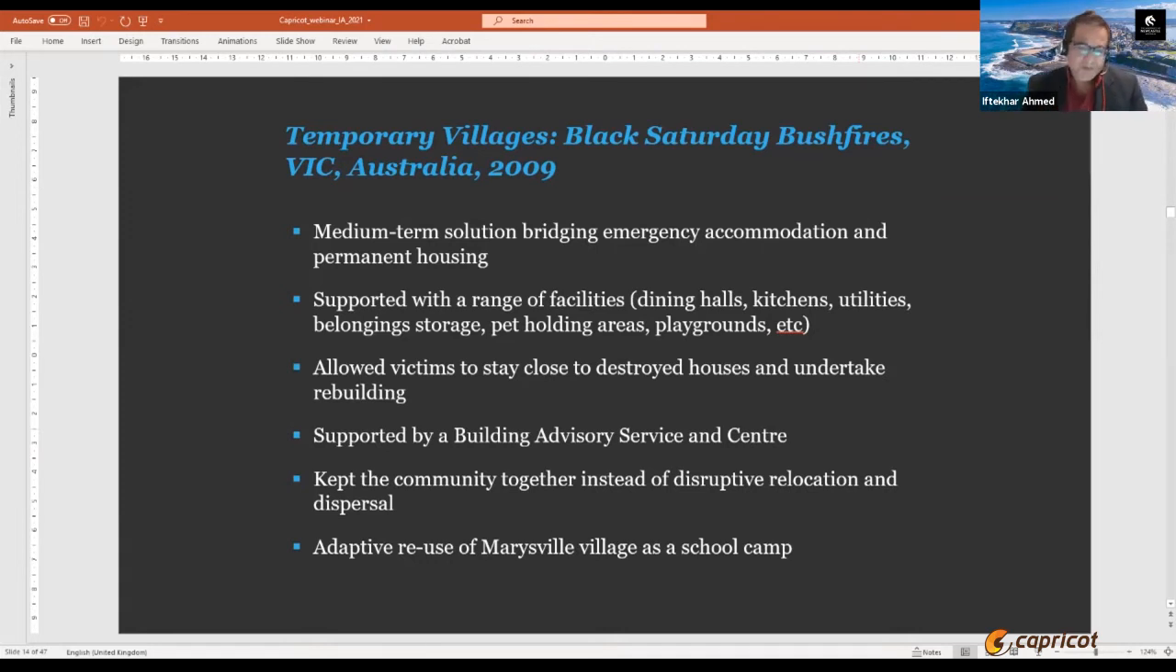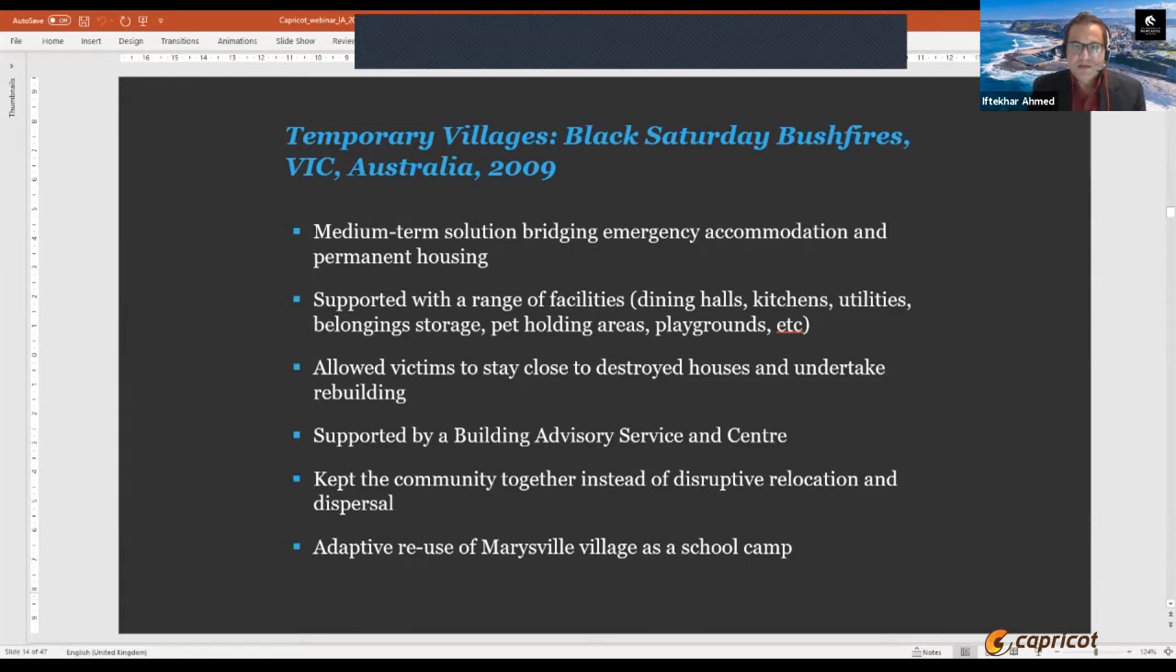And this is actually a good case study. You'll find this case study in that book I mentioned, Sustainable Housing Reconstruction, at the beginning. And then the other thing is that they started adapting. Even though I mentioned in many Western countries they get rid of things, they did not. In this particular case in Marysville, one of the villages, they used it as a school camp. In fact, when I did my field work, I actually stayed in that school camp to interview people. So it was still there after many years.